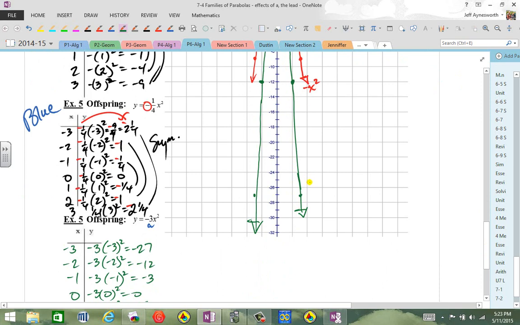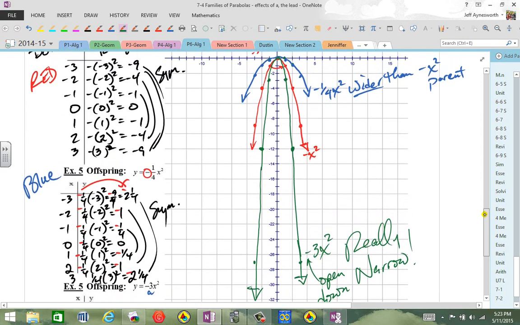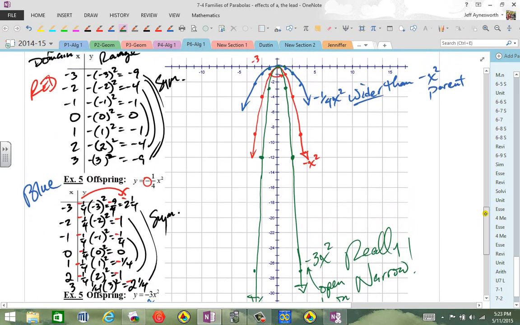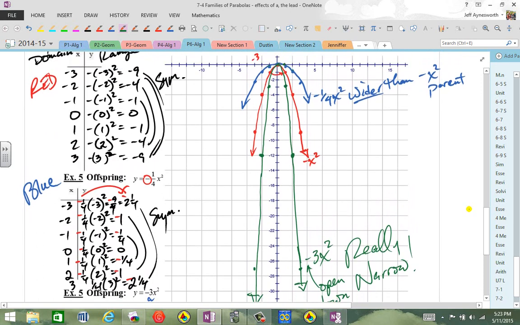So this right here is negative 3 times x squared. And notice that it's really narrow. Because it's negative, it opens down. The negative makes it open down. And the bigger the absolute value of a, the narrower it gets. As the number gets bigger, either more positive or negative, it gets more narrow. As it gets more of a fraction, closer to 0, it gets wider compared to the parent.